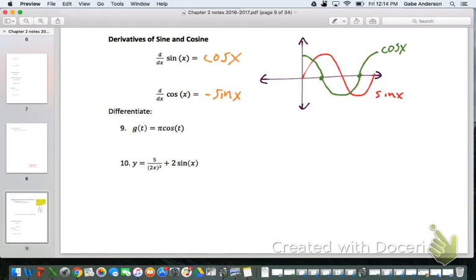Okay, cool. So let's go ahead and use those skills on numbers 9 and 10. But before we do number 10, let's talk about some really important algebra that may or may not be easy. We'll find out. Let's manipulate number 10 a little bit before we do the derivative here.